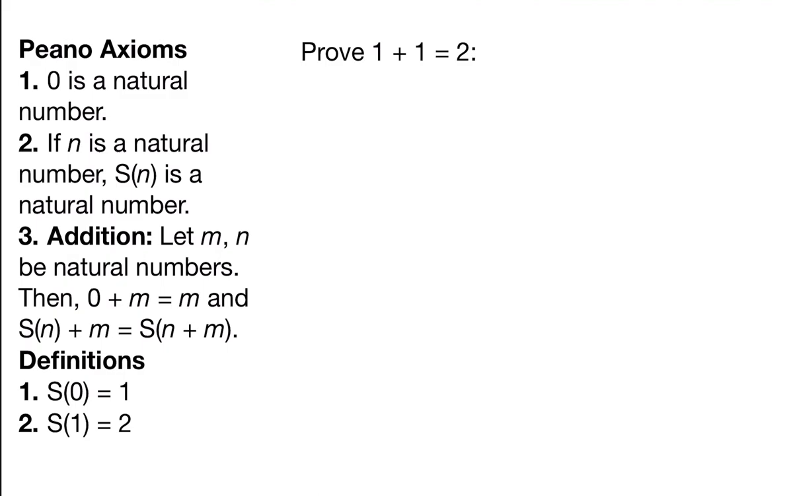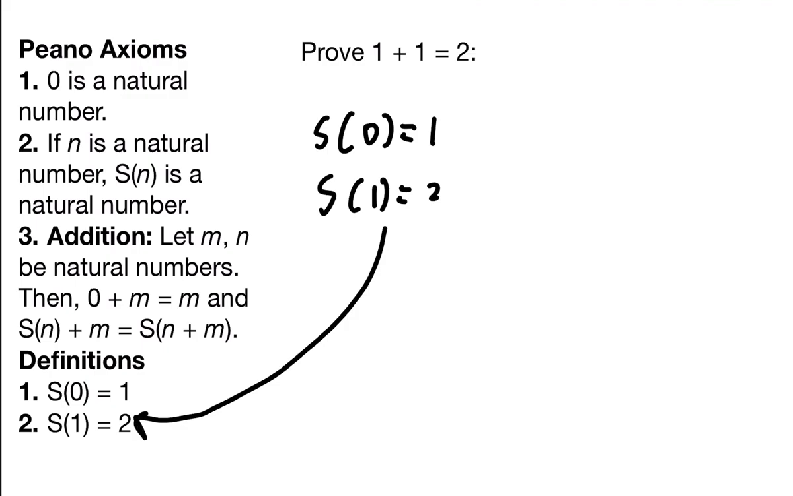First, we have that 0 is a natural number. And second, we say that if n is a natural number, s of n is a natural number, where s of n denotes the successor function. So, for example, the successor of 0 is 1, because 1 is the number that comes after 0, and the number that comes after 1 is 2. And we've written these as definitions since there's no other way to get to these.